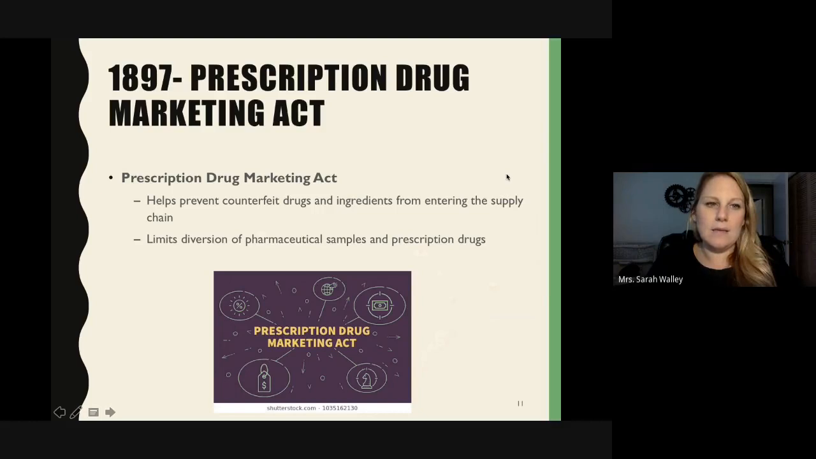Okay, so I think this is 1997, the Prescription Drug Marketing Act. Is this in the wrong place? It might be. Yeah, I think this is 1997. I'm going to have to check and see, but this should be the 1997 Prescription Drug Marketing Act. It helped to prevent counterfeit drugs and ingredients from entering the supply chain and limits diversion of pharmaceutical samples and prescription drugs.